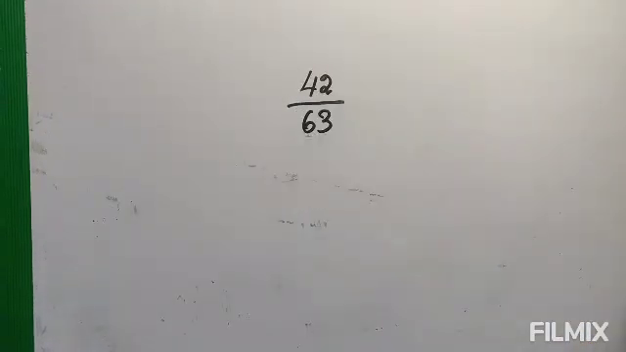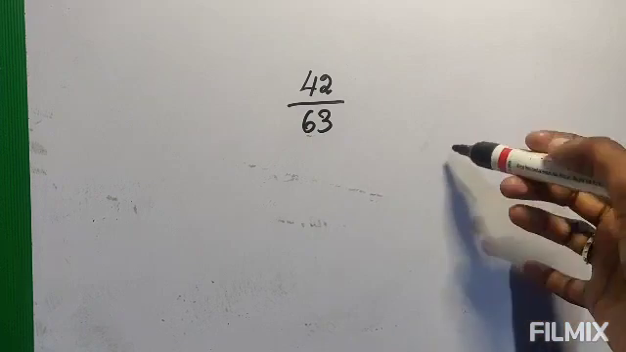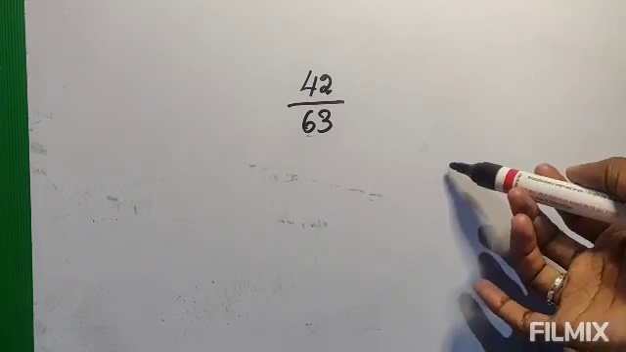Now let's do 42 divided by 63. Let's reduce this fraction. Listen here, I prefer using the division method to find the HCF, because in factors you may miss a factor sometimes.